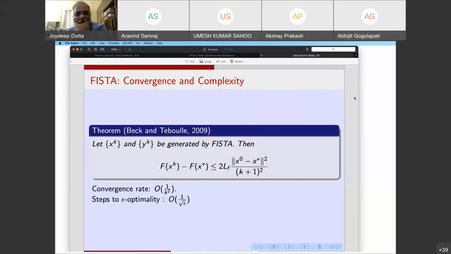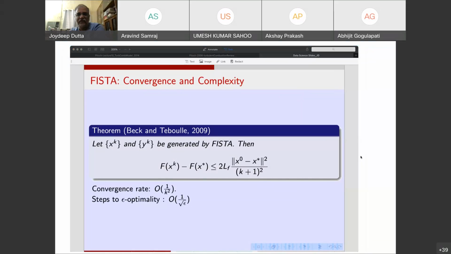The next slide is that, look at this thing. In the ISTA one, here it was k. And in the FISTA one, it is k plus 1 squared, which could be replaced by k squared also. That doesn't mean anything. They should be less than what is in the top divided by k squared. So the convergence rate is O of 1 by k squared, and the steps to epsilon optimality is 1 by root epsilon. So you have improved both. So the speed is increased.